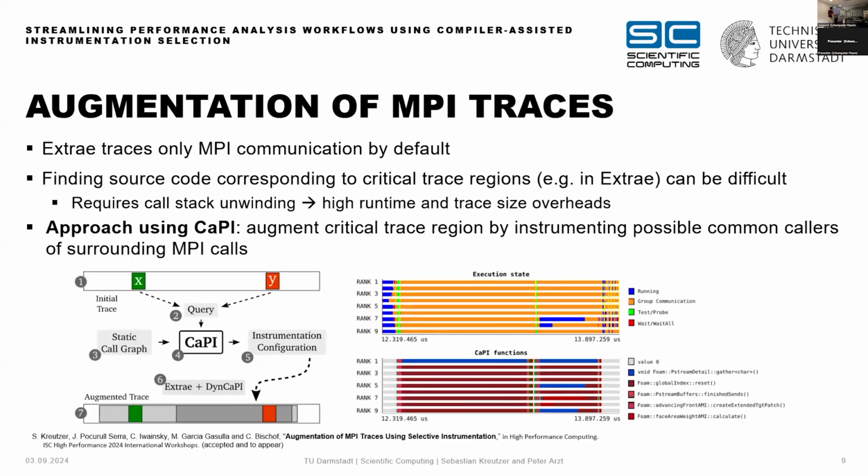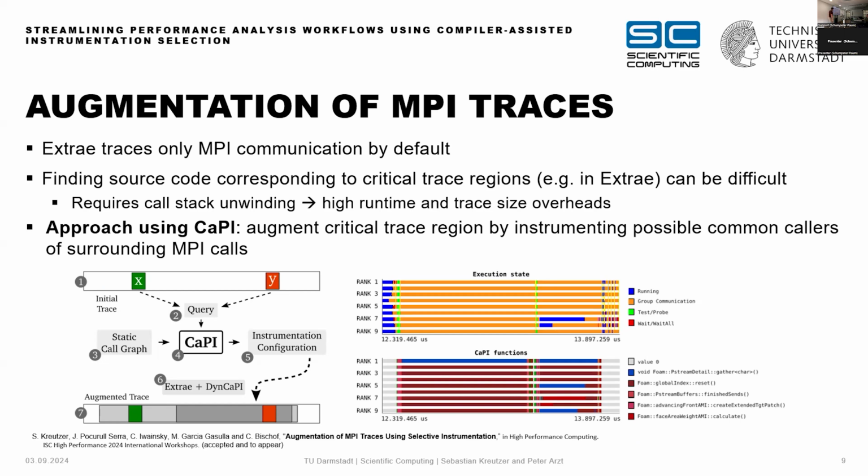One final thing. This is something we have recently built on top of CAPI, which is augmentation of MPI traces. The problem we wanted to tackle here is that we use the tracing tool Extrae by Barcelona, and this tracing tool only records MPI communication by default, just to save space and keep the runtime down. And if you detect some kind of performance issue in this MPI trace, then it can be hard to trace back where this actually is in the code.